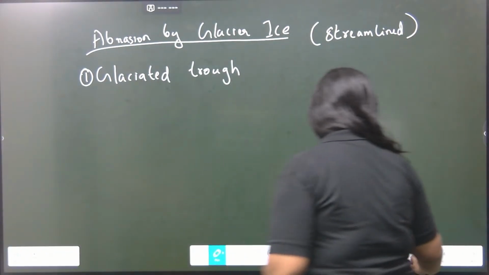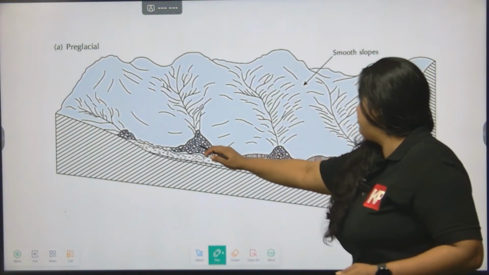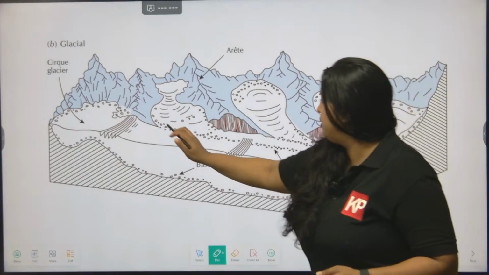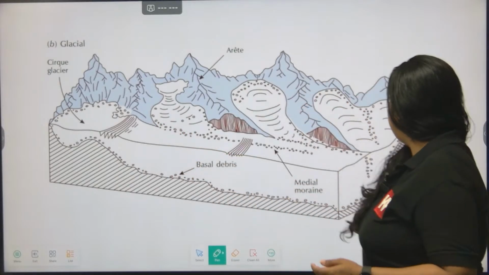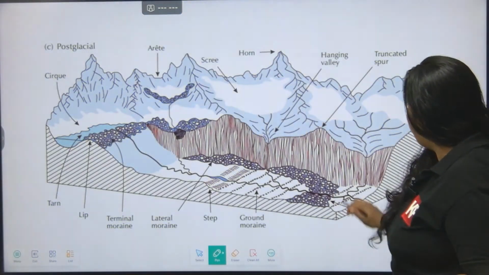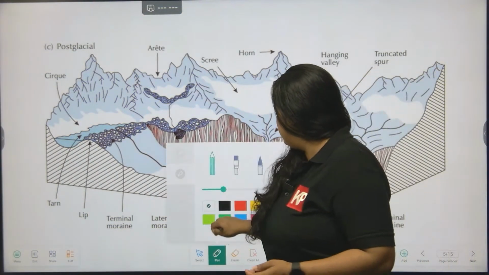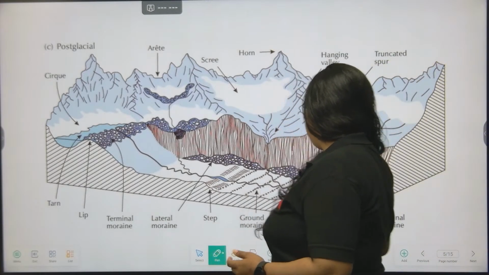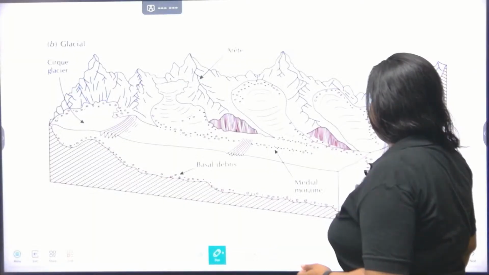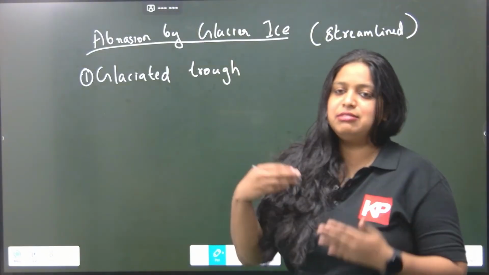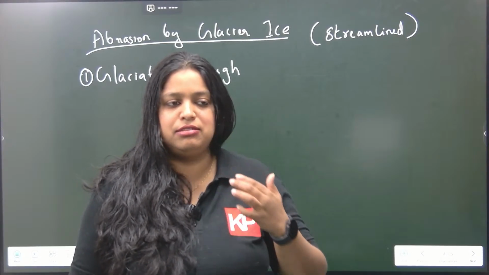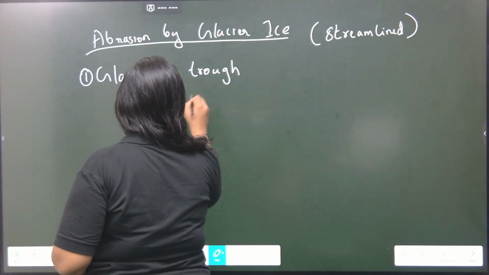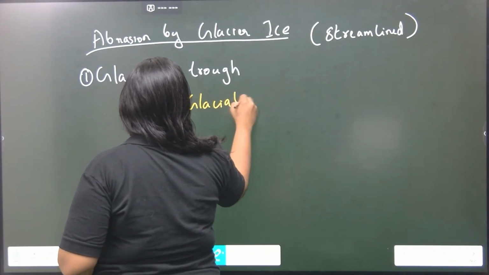In this picture, this was a river floodplain, a small valley through which glacier flowed. This tremendous glacial flow kept happening and caused the formation of a U-shaped valley, and that's what is called the glaciated valley, or glaciated trough. Then there is another type of glacial trough.